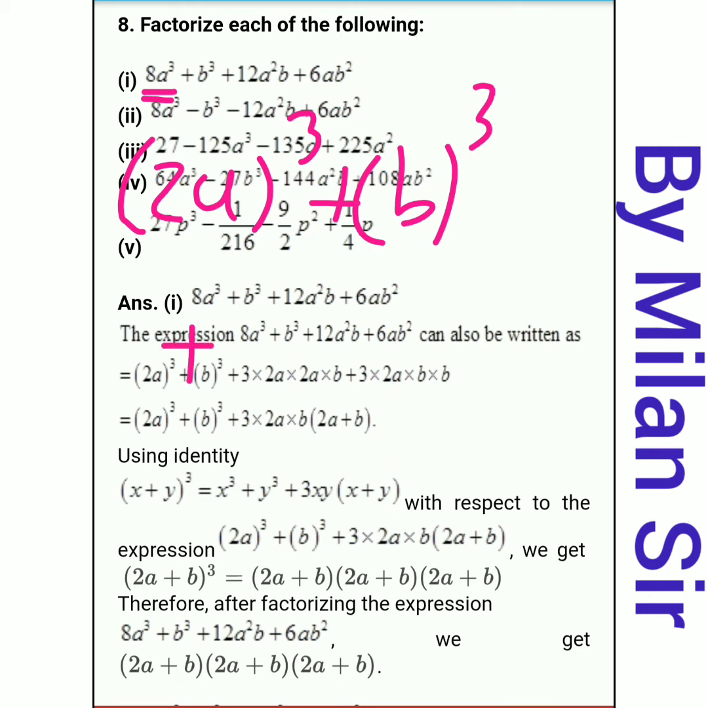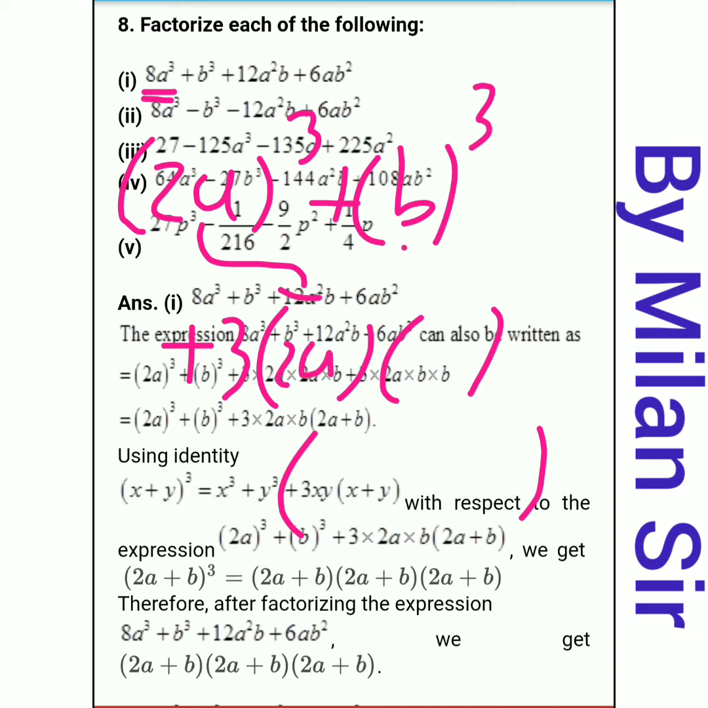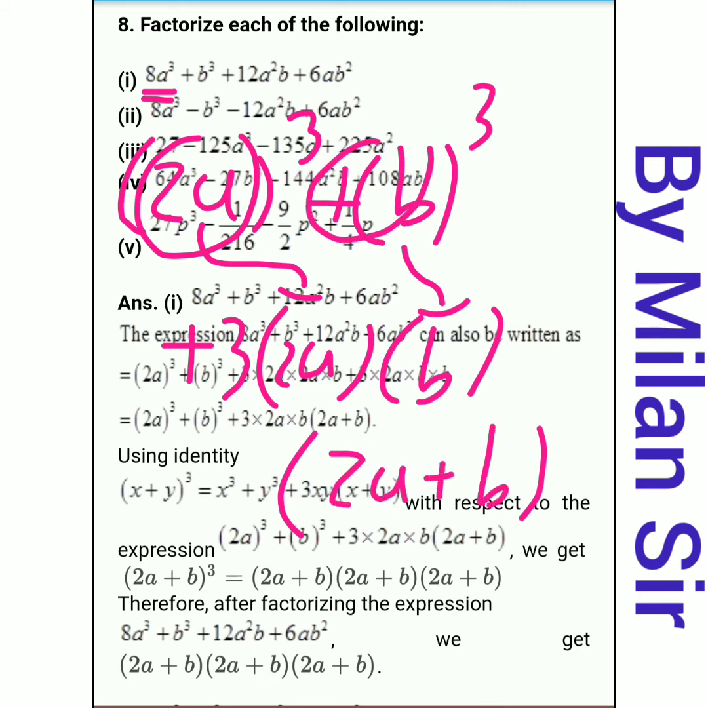That means after that, which identity do we have? a cube plus b cube plus 3, first bracket, second bracket, and first bracket plus second bracket. This is our identity, right? First bracket cube plus second bracket cube plus 3 multiply first bracket multiply second bracket, in bracket first bracket plus second bracket. That means we need to write here 2a, here we need to write b, and in this bracket 2a plus b.